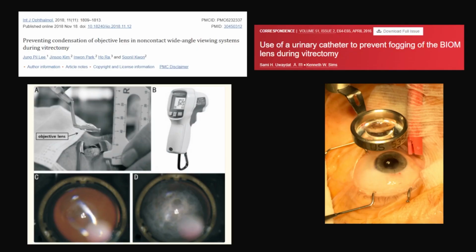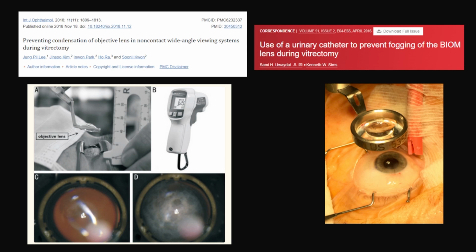So there have been various studies where they have looked at various methods adopted to prevent condensation of the objective lens during vitrectomy. A study by Lee et al. looked at warming of the objective lens at 1 minute and 5 minute intervals and compared it with the condensation times at various distances from the cornea, like 1 mm, 3 mm, and 5 mm. And they said that it is statistically significant that warming the objective lens actually helps in preventing fogging.